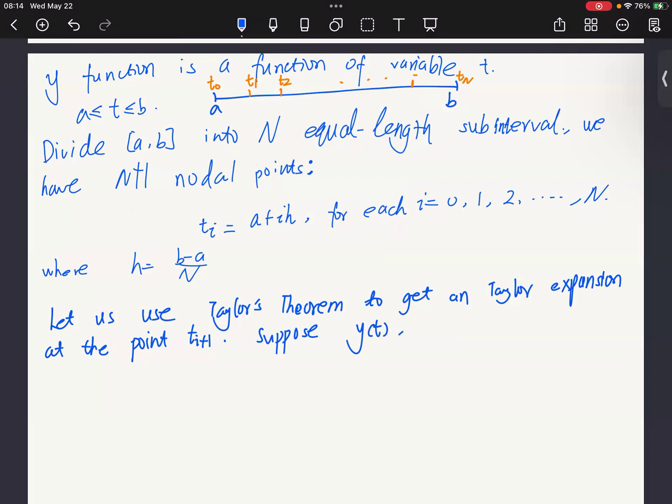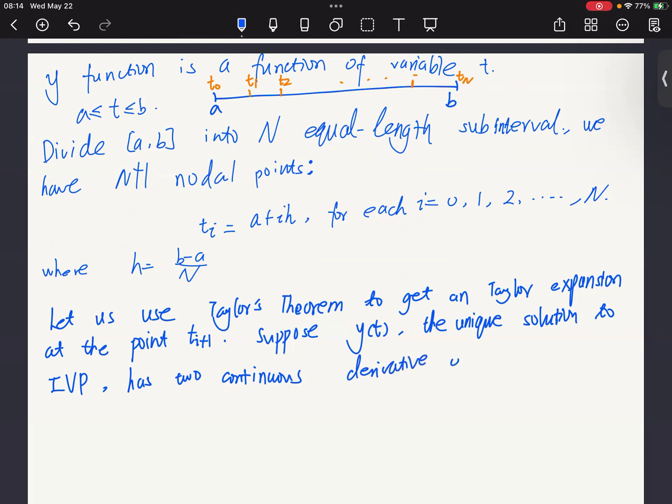Let's suppose that the solution y, the unique solution to the IVP problem, has the following regularity: it has two continuous derivatives on the interval [a, b]. And now we are going to do the Taylor expansions for the points where i equals 0, 1, 2, all the way to n minus 1.